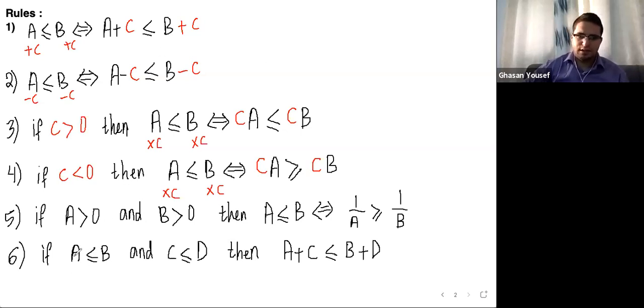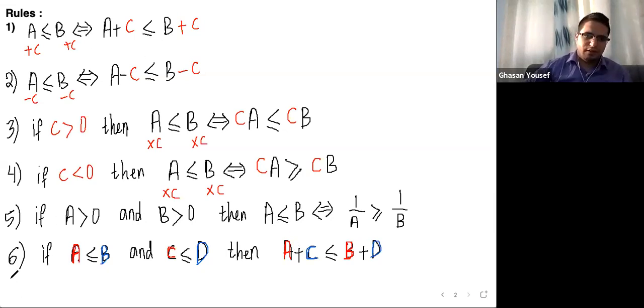A plus C, and here B plus D. So the same thing here. This is the blue one, C and D, and the red one is A and B.